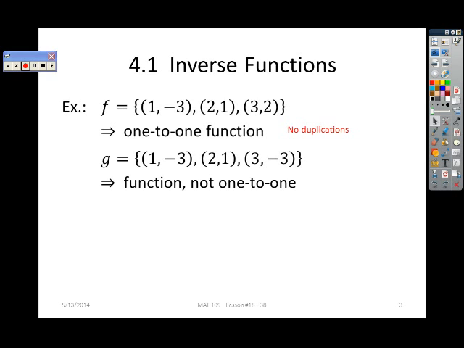But the reason that this is necessary for what we're doing now is when we have a function, we want to be able to put an input in and always get the same output. For an inverse function, we want to be able to start from an output and always get the same input. So we want to be able to go in the reverse direction and always wind up at the same place.